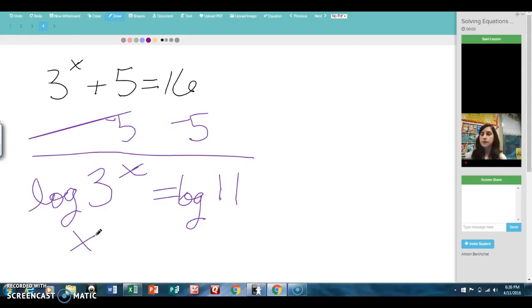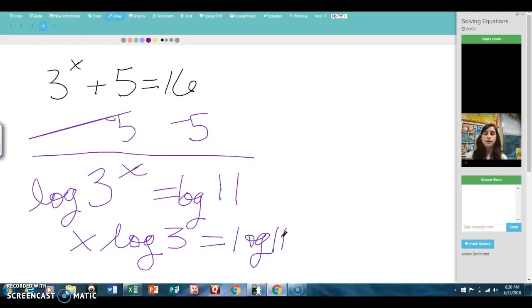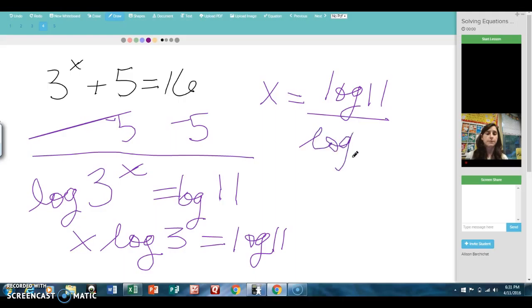So the x goes out front. X log 3 equals log 11. So to solve it, I'm going to just divide both sides by log 3. So log 11 over log 3. And again, I'm going to my calculator. Here it is. The log of 11 divided by the log of 3. So my answer is approximately 2.18.